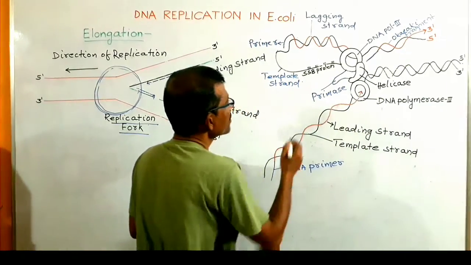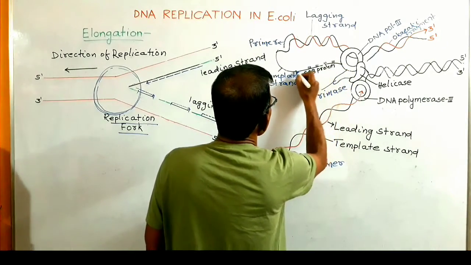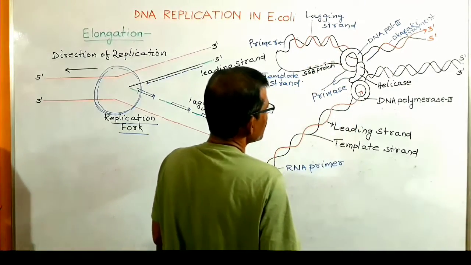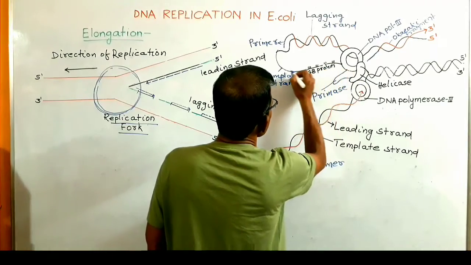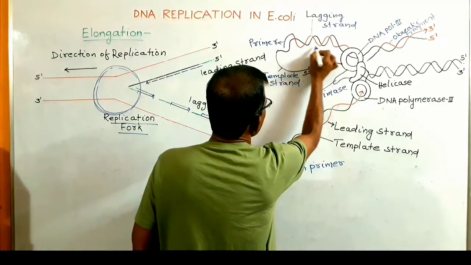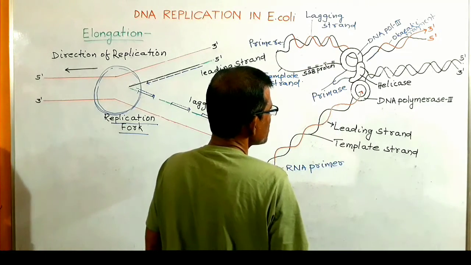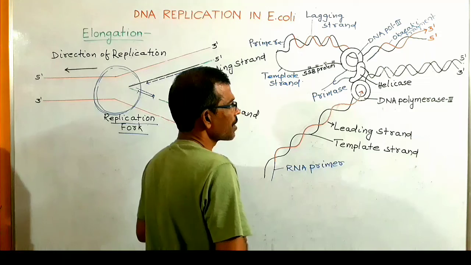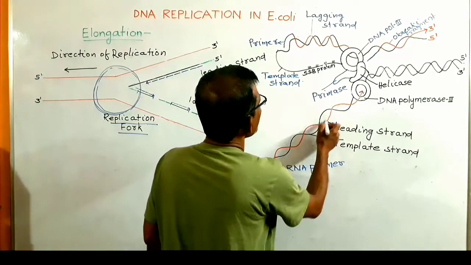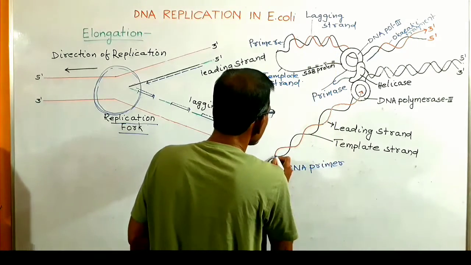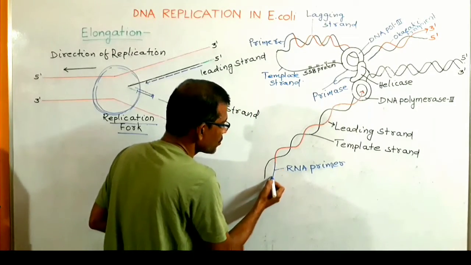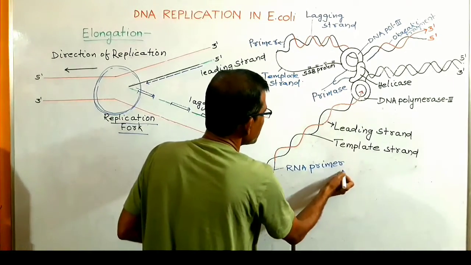strand. Here friends, you see this is a template strand. This black colored strand is the template strand. So this black colored strand has been looped. So by looping of this template strand, it becomes very easy for the enzyme DNA polymerase 3 to coordinate the synthesis of leading strand and lagging strand. This red colored strand is the leading strand and this blue colored patch is known as RNA primer.